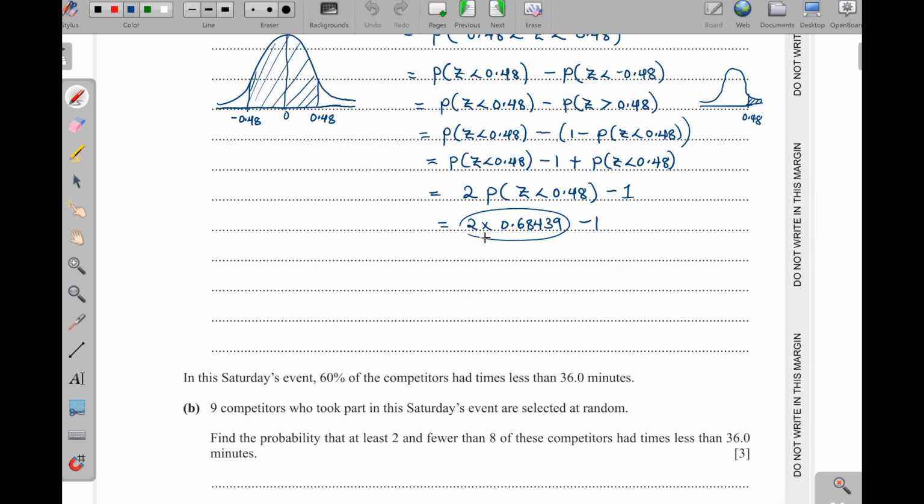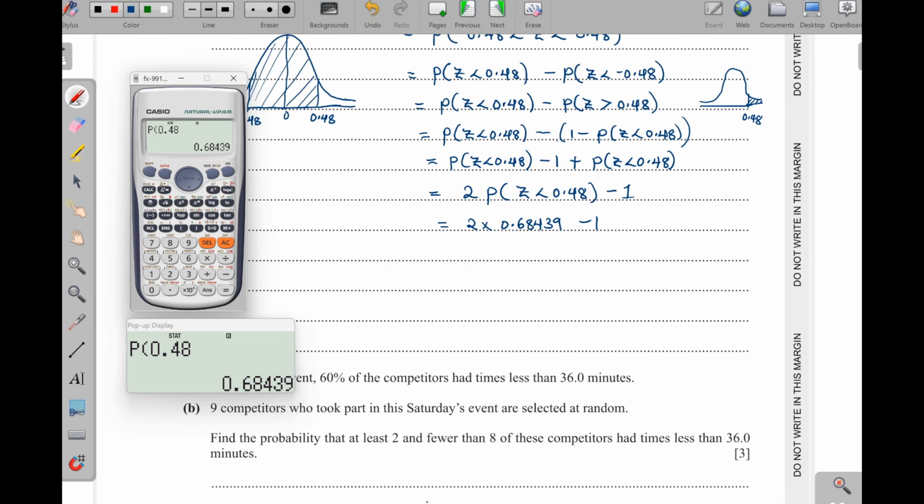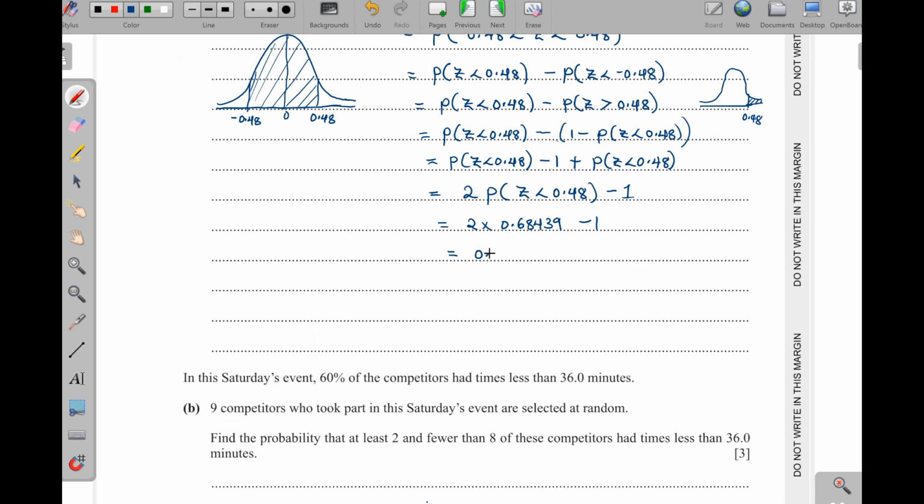Now we multiply this by 2 and then we subtract a 1. So I'll come to this one here and then I multiply it by 2. Then after that, I subtract a 1. So I get 0.36878.